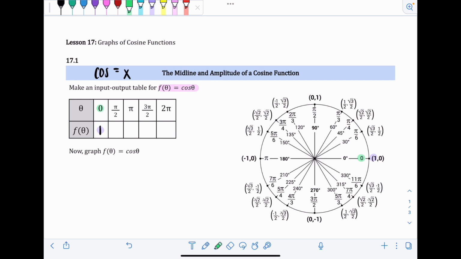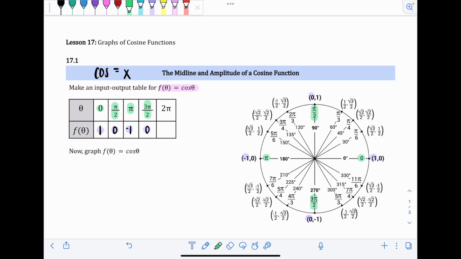And then our next input is pi over 2, so that's up here. And then we're looking at the x-coordinate from that point, which is 0, so our output there is going to be 0. Our next input is pi, which is right here. And then we're looking at the x-coordinate from that point, which is -1. So we'll put a -1 right here for the output. And then our next input is 3 pi over 2, which is down here. And then we're looking for the x-coordinate at that point, which is 0.